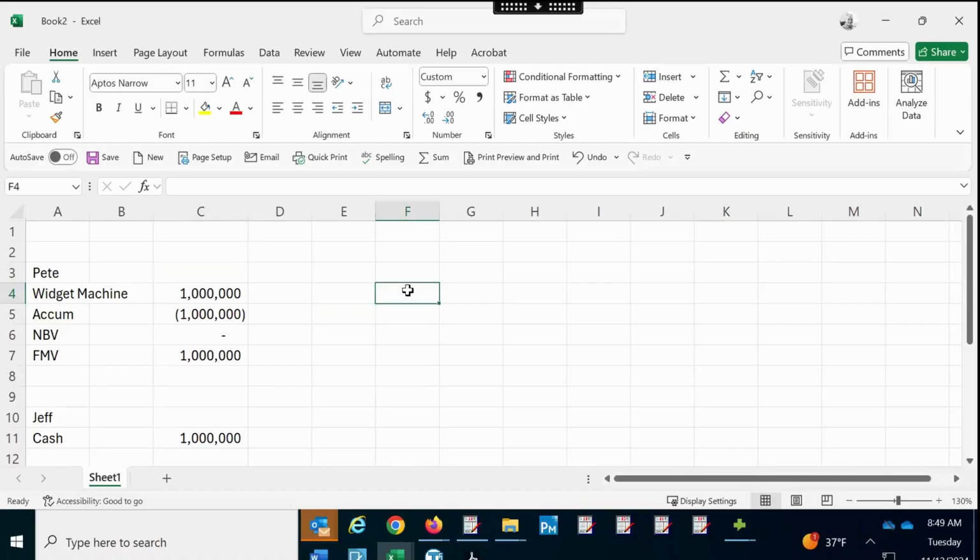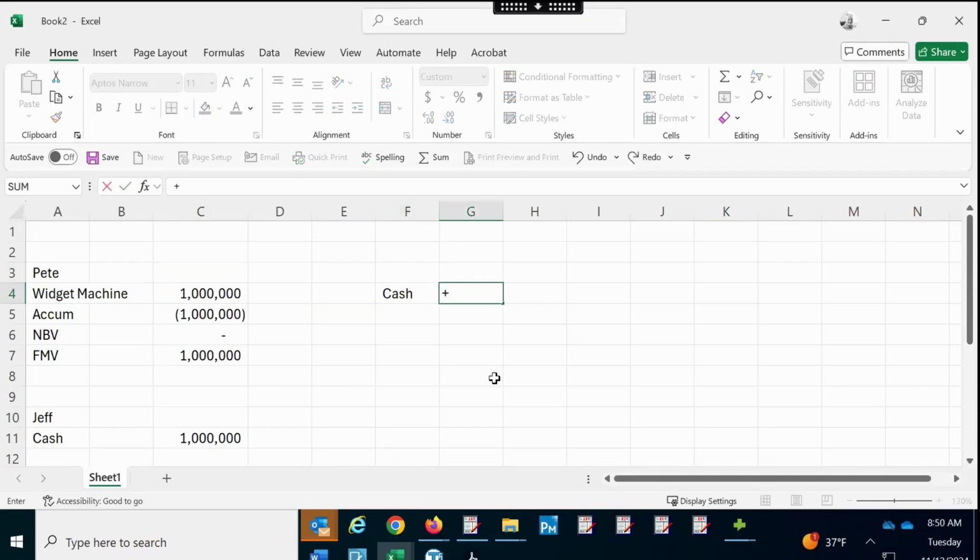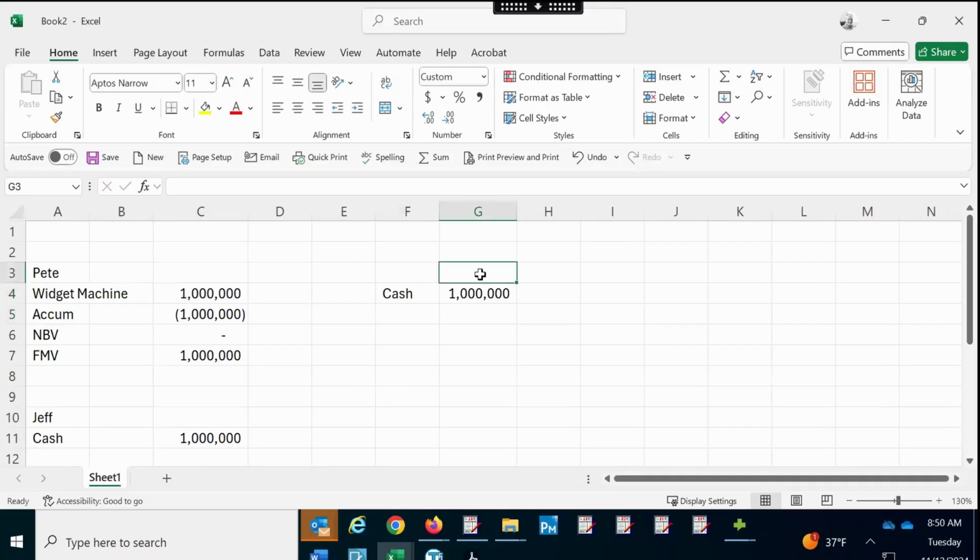Okay, so what assets do I have on my balance sheet, Kelsey? You have the widget machine and cash of $1 million. Okay. The widget machine, is this 704C or 704B balance sheet? That's a good question. We'll make this C.